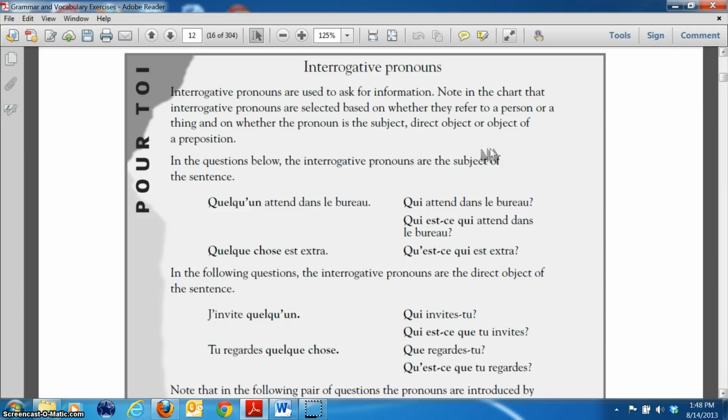Unité 1, niveau 3-4, page 16. Interrogative pronouns. Interrogative pronouns are used to ask for information.